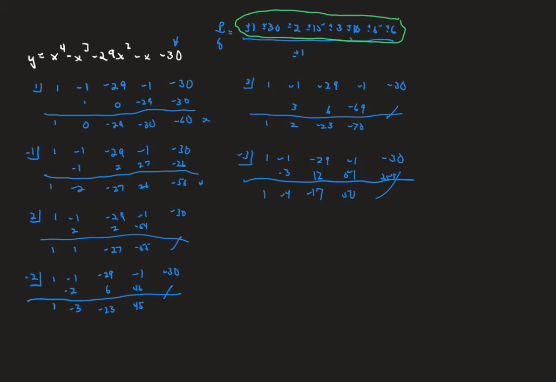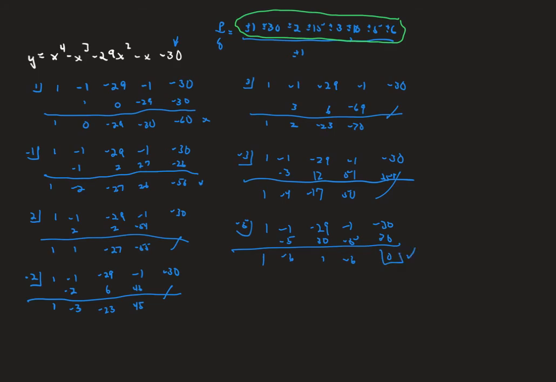Let's try maybe negative 5. I just got a feeling. And if we put negative 5 up there, we've got 1, negative 29, negative 1, negative 30. And that's going to give us 1, negative 5, negative 6. That's going to be a 30. That's going to be a 1. That's going to be a negative 5. And that's going to be a negative 6 times negative 5 is 30. Hooray, there's one that works.